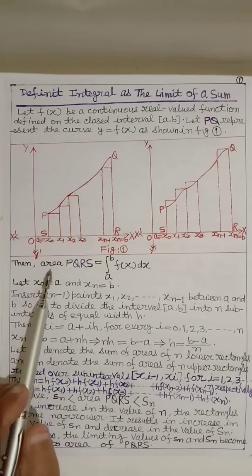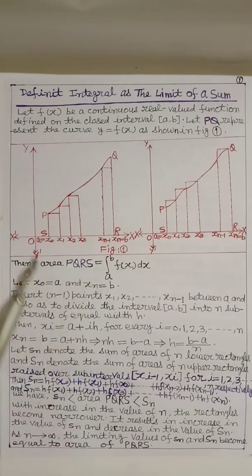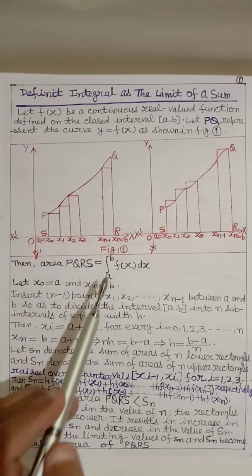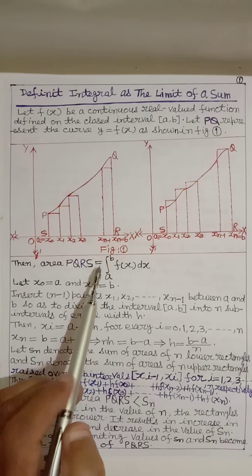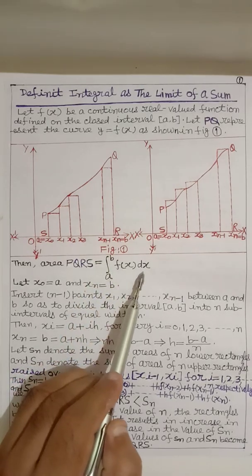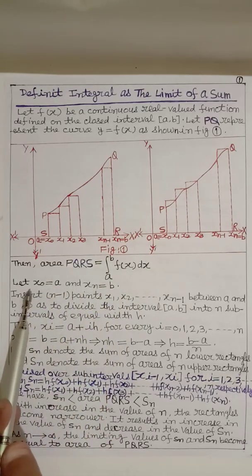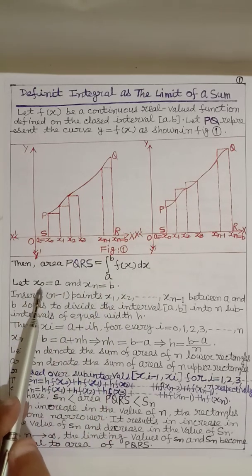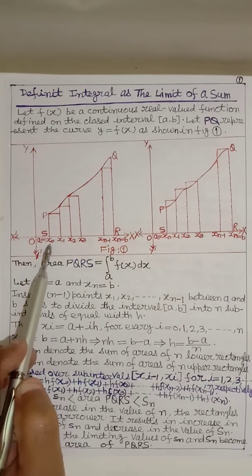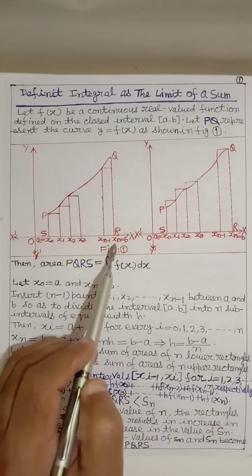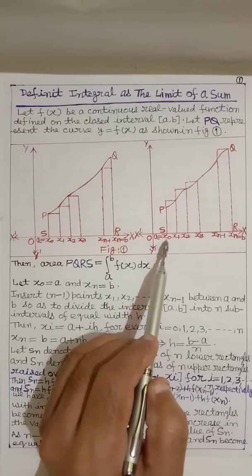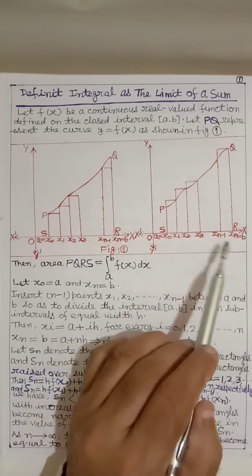Then the area of PQRS, here this is PQRS, is equal to the integration of a to b f(x) dx. Here suppose that x0 equals a and xn equals b. In this figure also, x0 equals a and xn equals b.